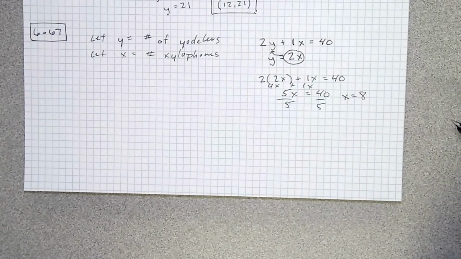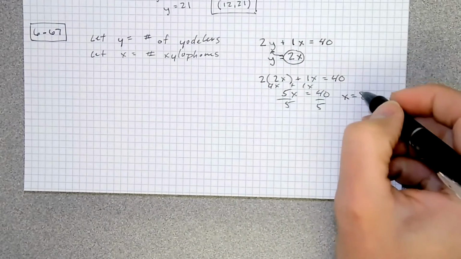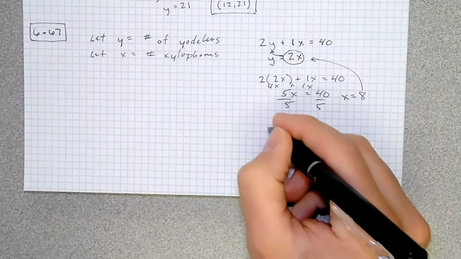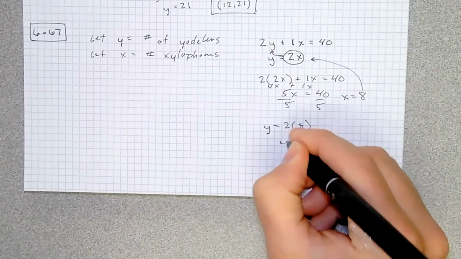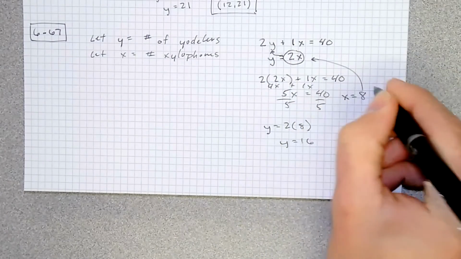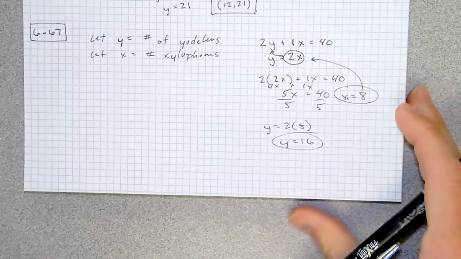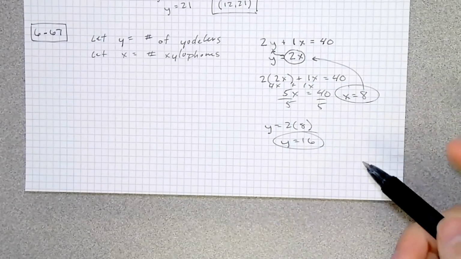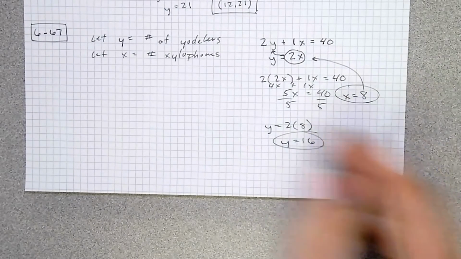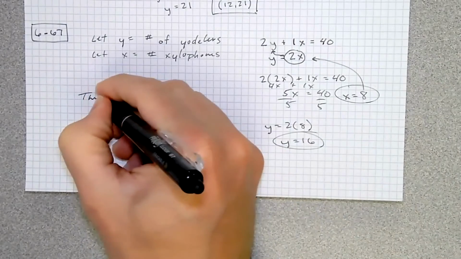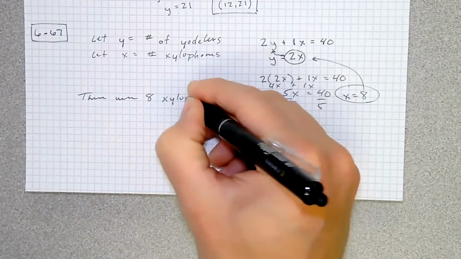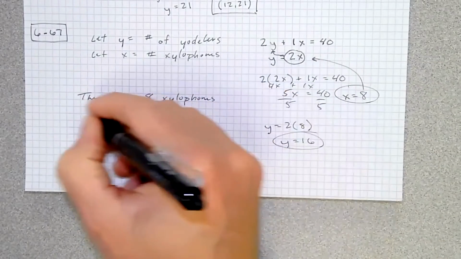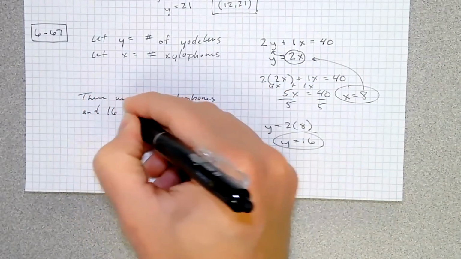So there's 8 xylophones. We got to plug it back in, figure out how many yodelers. y equals 2 times 8. Okay. So with a word problem like this, we wouldn't want to write it as a point. We'd want to say there were 8 xylophones and 16 yodelers on the trip.